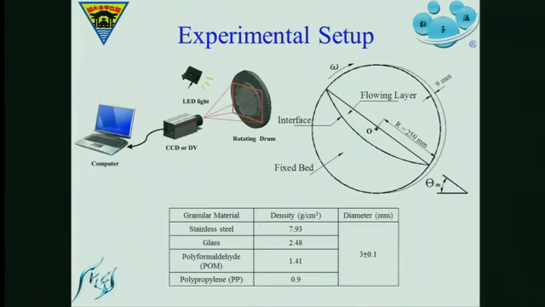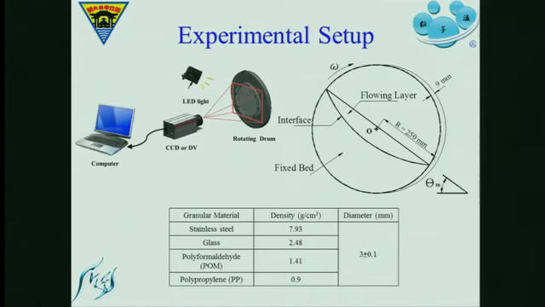So for this study, we use a similar drum. The radius is about 25 centimeters. The thickness is about 9 millimeters. All particles are 3 millimeters in diameter. We have 4 kinds of particles: one is stainless steel, one is glass, one is POM, and one is PP.